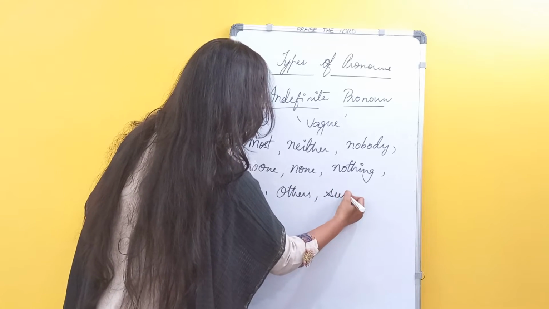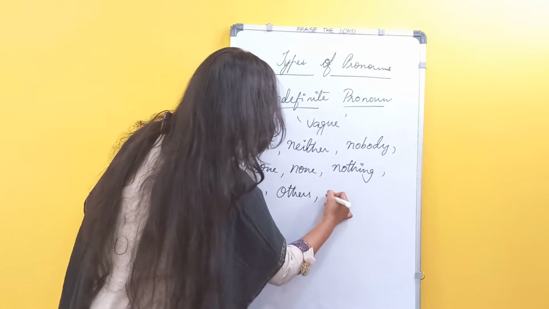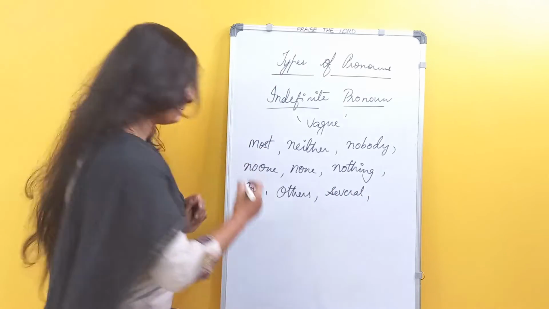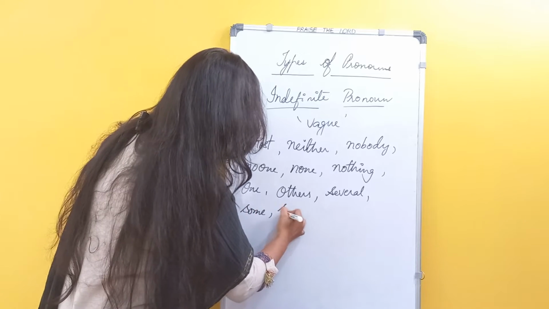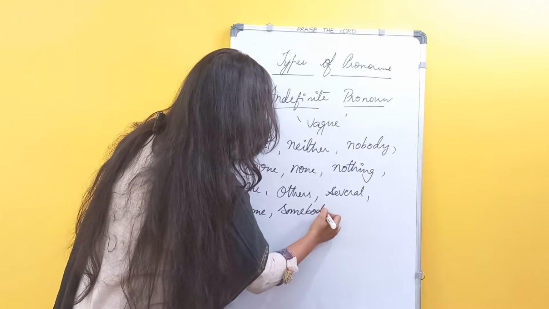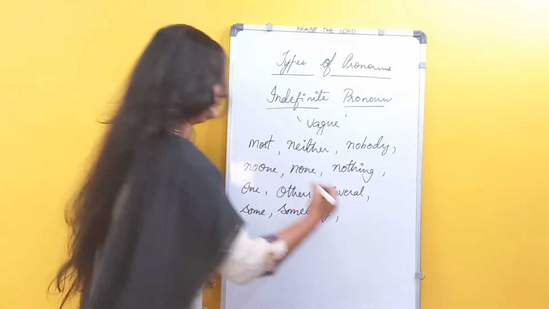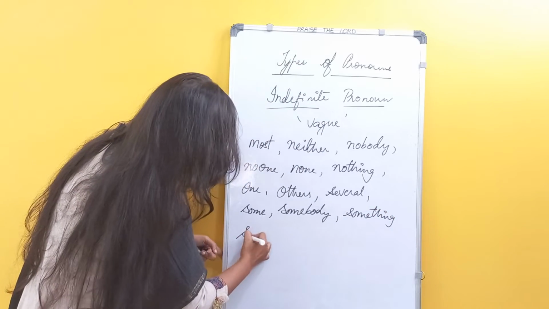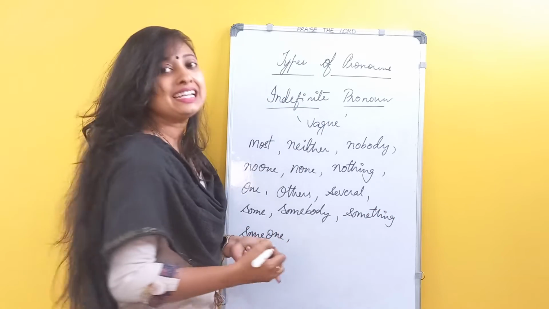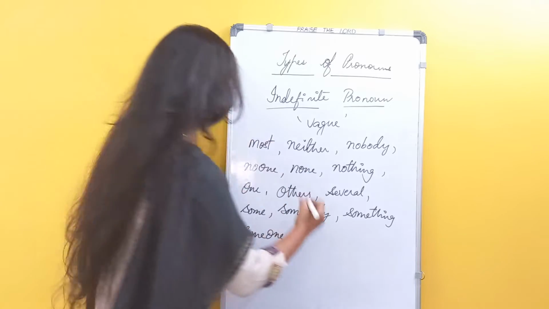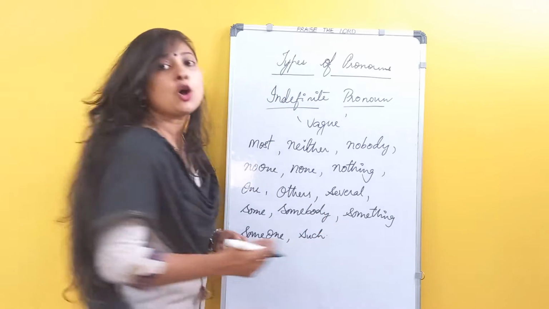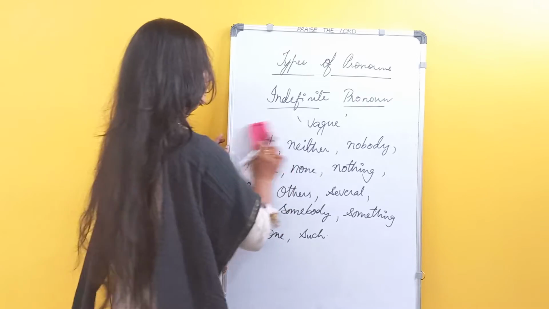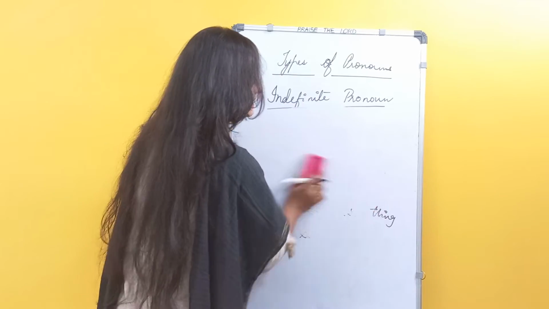Then several. Then we said many. Similarly, several, some, somebody, something, someone. And one other word, such. So these are all indefinite pronouns. Now we'll see with some sentences how they are used in sentences.